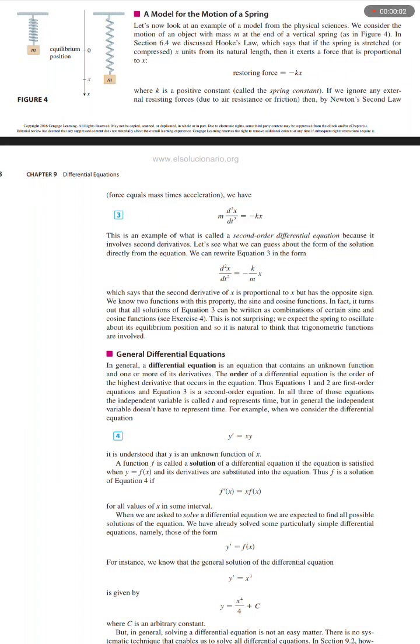A model for the motion of a spring. Let's now look at an example of a model from the physical sciences. We consider the motion of an object with mass m at the end of a vertical spring, as in figure 4.